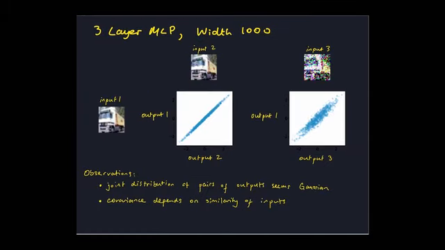I actually did this, but I did it like 2 years ago. I did it on a truck that's in the CIFAR10 data set. This was a 3-layer MLP, and the width of the hidden layer was 1,000. I did it for 2 pairs of inputs: first input 1 and input 2, and second, input 1 and input 3.